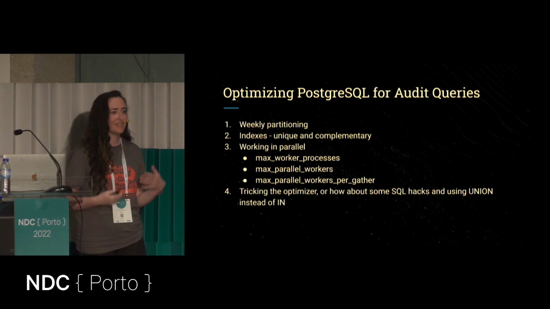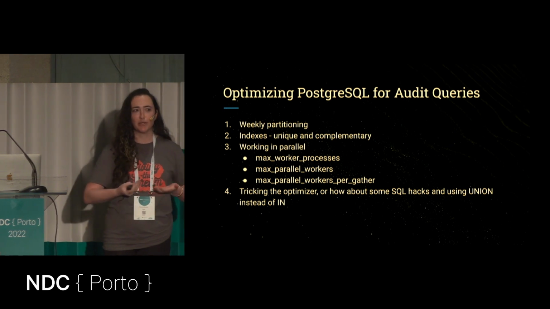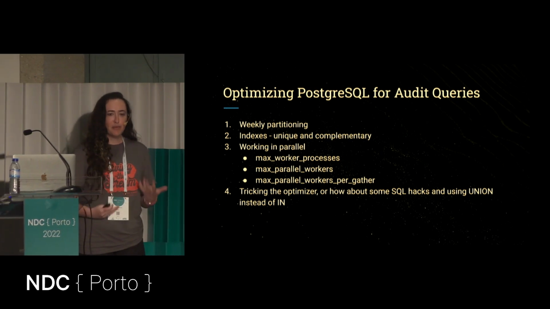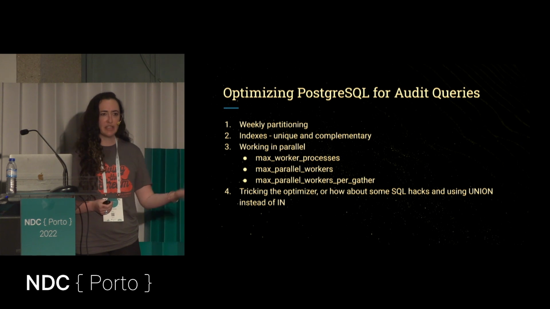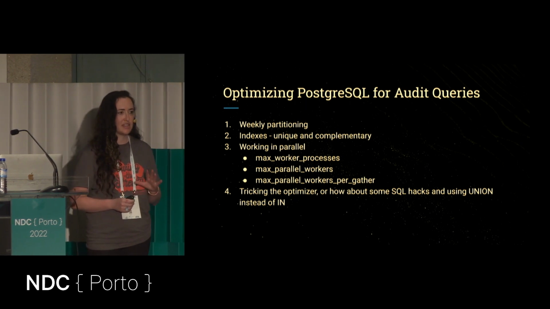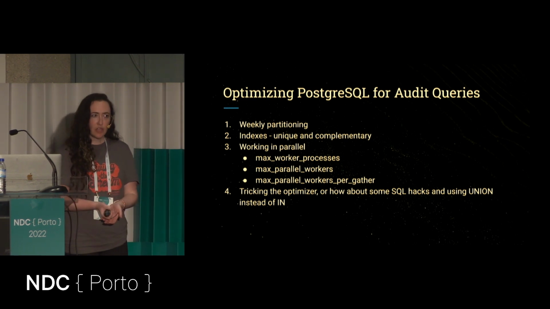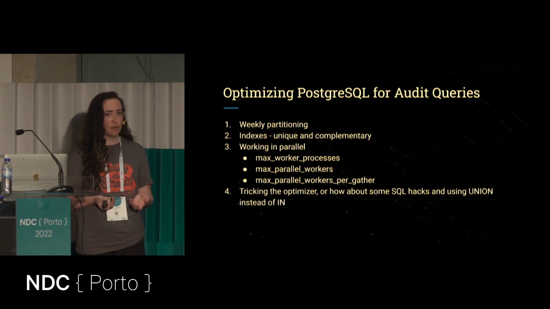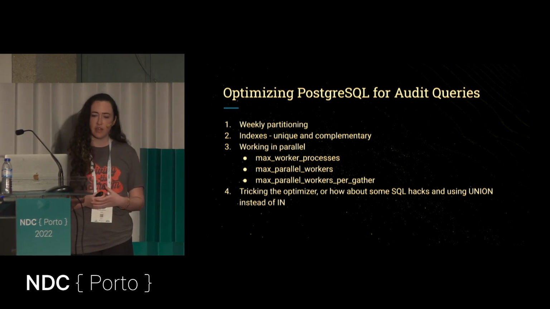So how did we do it? How did me and my dad optimize a data auditing table to be able to give us answers in a reasonable time? So the first couple of things we did were pretty basic. We've defined weekly partitioning, which is not as easy as it sounds with PostgreSQL. And of course, we created indexes, so unique indexes and complementary indexes according to the queries and their predicates.